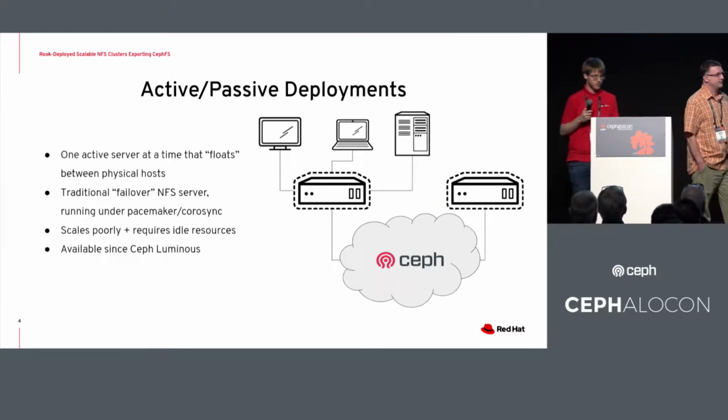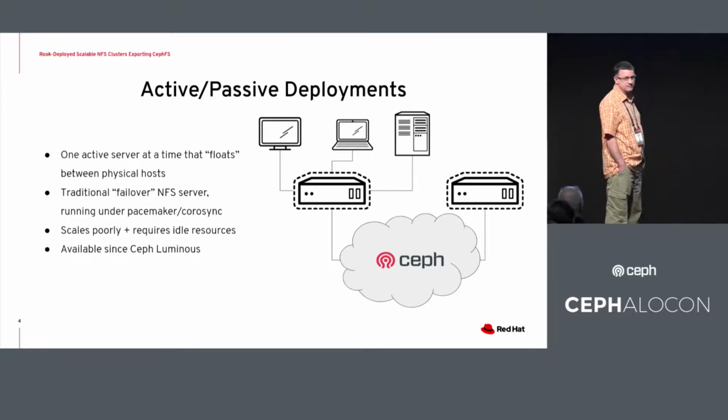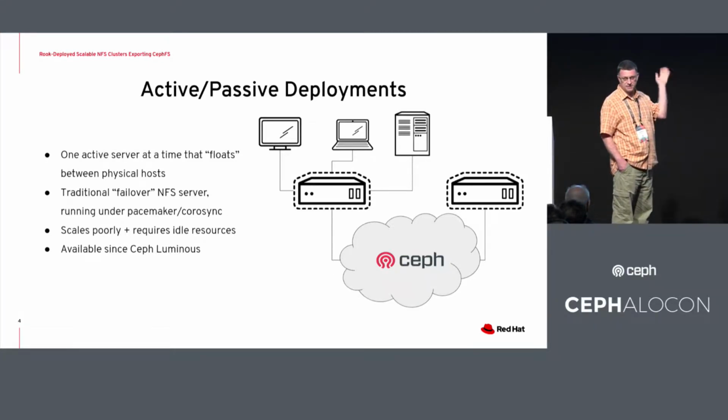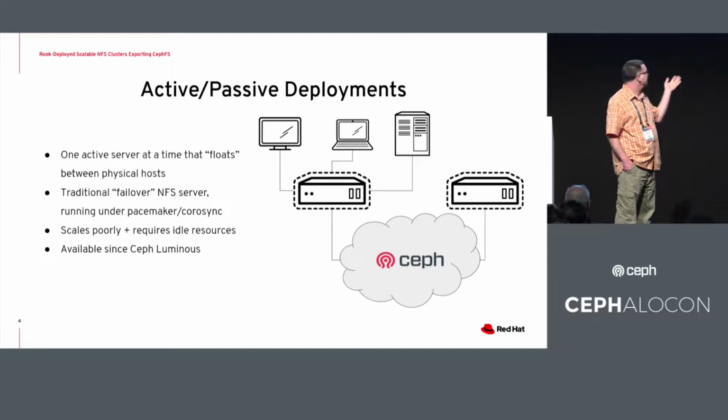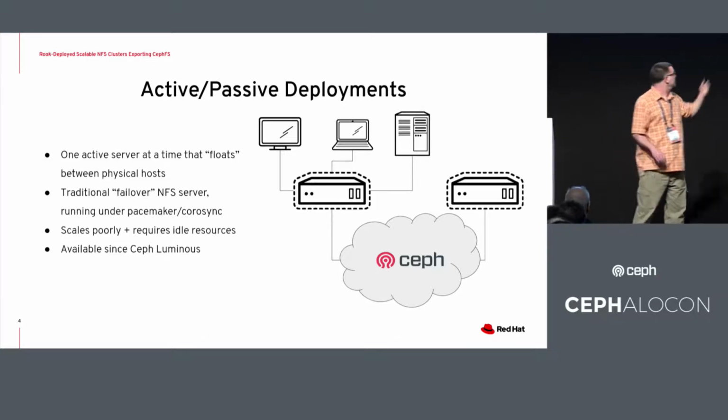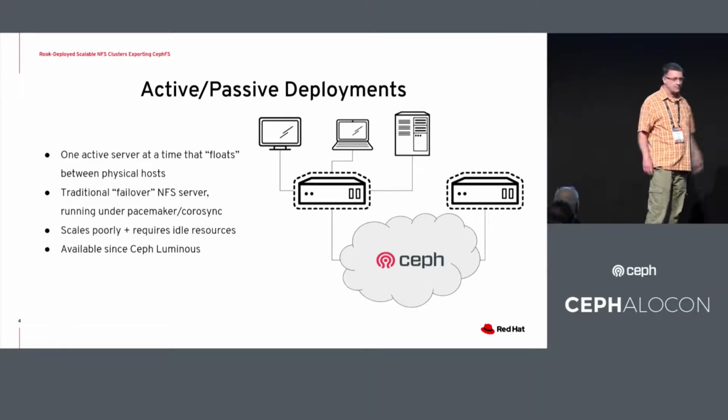So we've had active-passive gateways on top of CephFS for a long time. Essentially what that means is that these are pretty common and have been for a couple of decades now, but you can build a cluster for NFS where you have one main server and one sort of standby host, and then when the main server fails, it fails over to the other node.